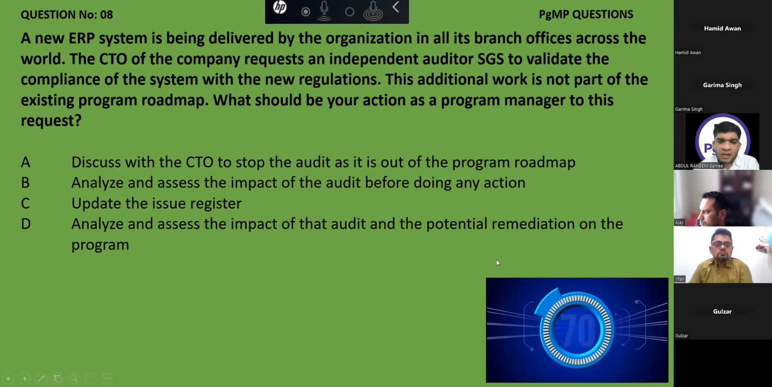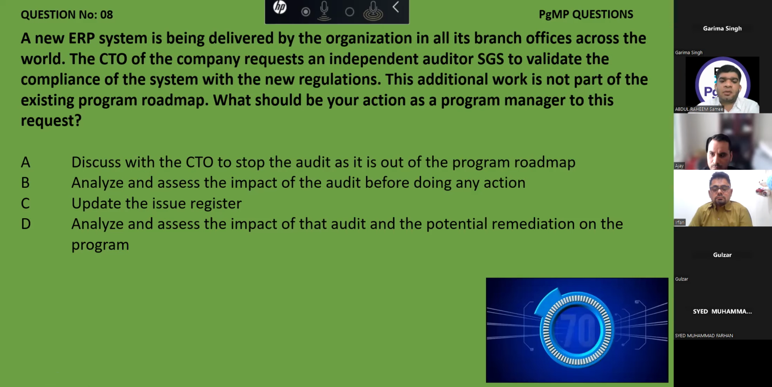No, but later on we will do a lot of things after analyzing and assessing the impact. If the impact is of higher value, then surely we have to go for the next step, potential remediation. Maybe we have to bring in special subject matter experts, but that comes later on. Okay, that's fine. Yes, Garima.